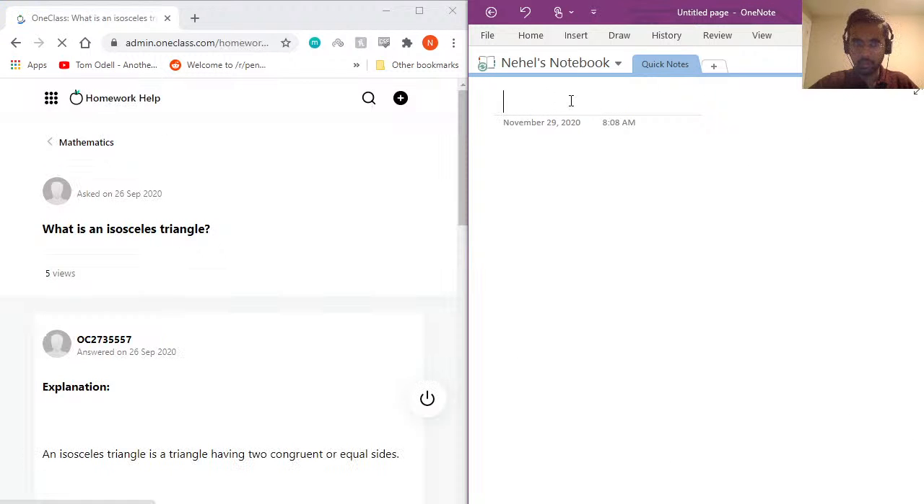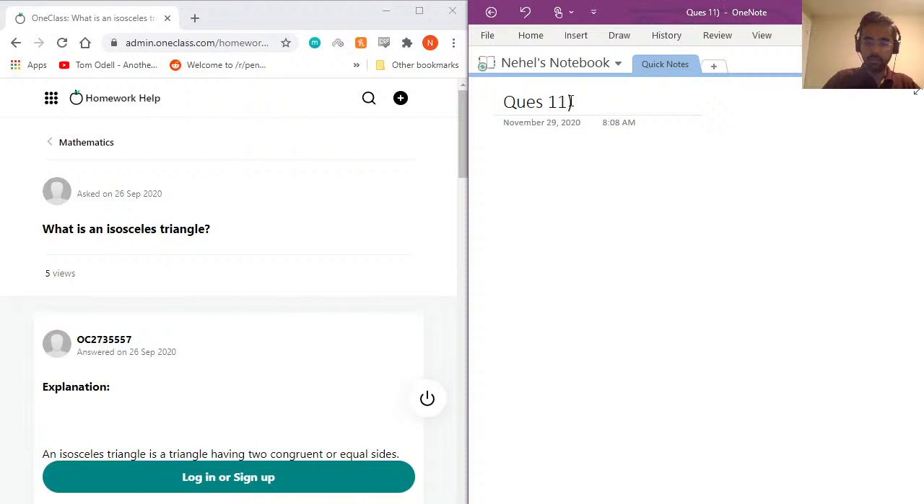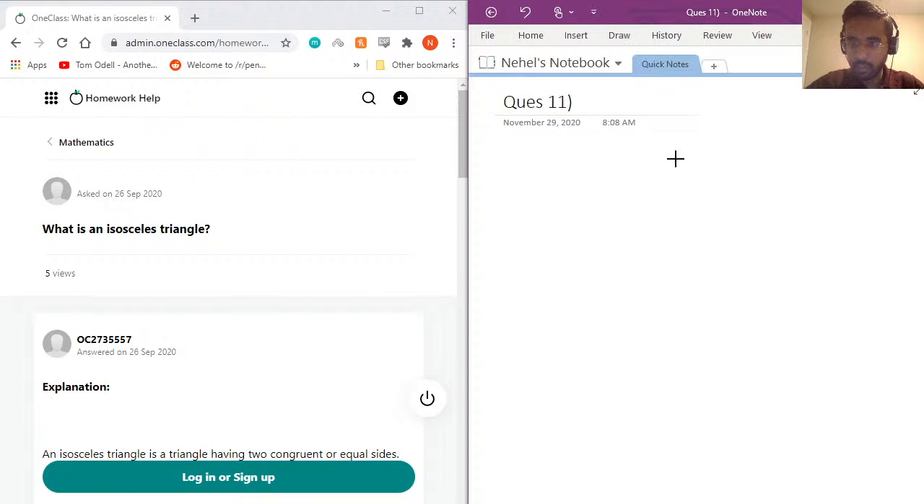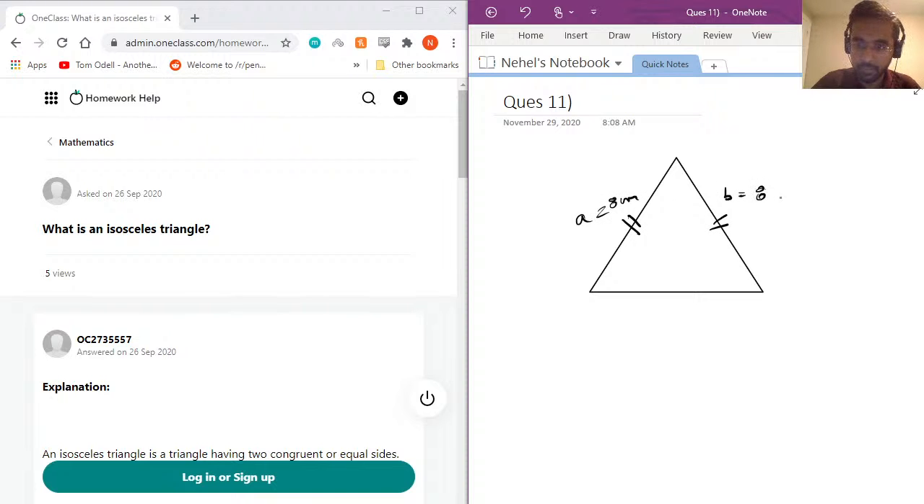Alright. Question 11. What is an isosceles triangle? So an isosceles triangle is a triangle which has any two of the sides of the exact same length. So if I were to draw a triangle here, and if I know for a fact that this length, let's say, is equal to 8 centimeters and B is also equal to 8 centimeters, I can say that this triangle is an isosceles triangle.